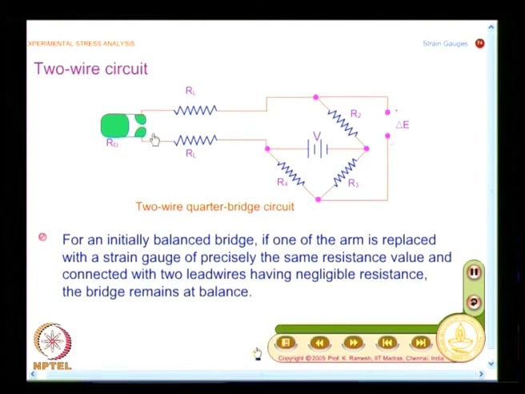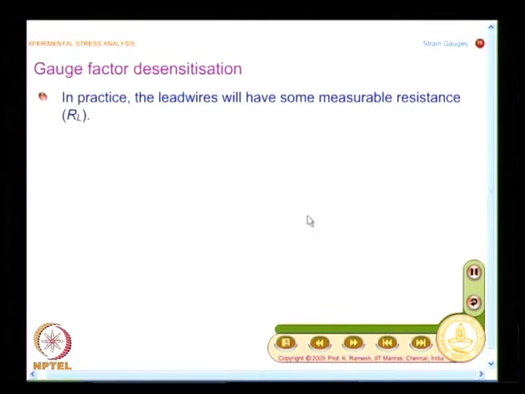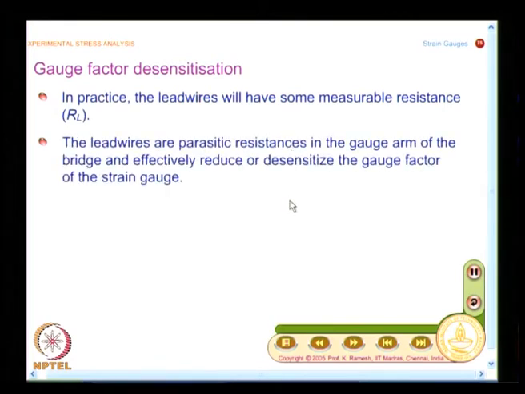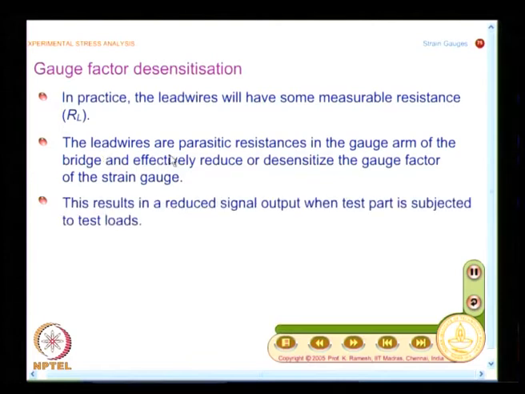So, what you will have to look at is, when somebody gives you a strain gauge, you will naturally connect it like this. You may normally ignore the role of this lead wire resistance. We will look at what is its role and in what way it modifies your measurement of strain. You will have to note that lead wires are parasitic resistances in the gauge arm.